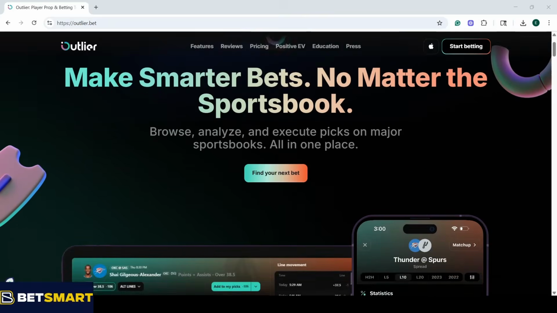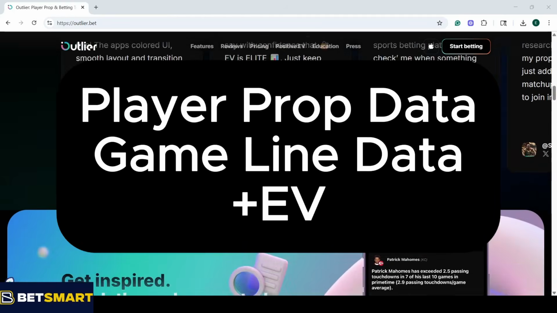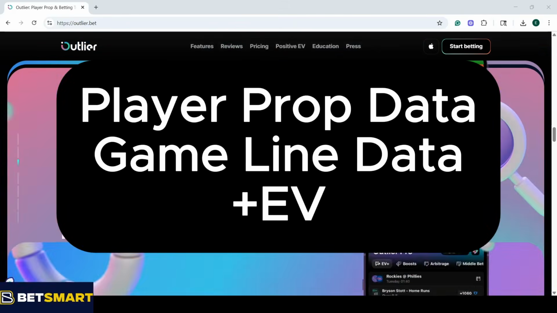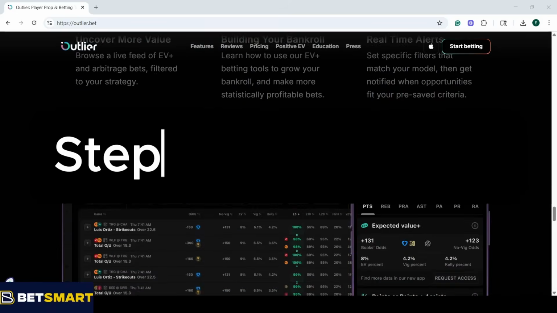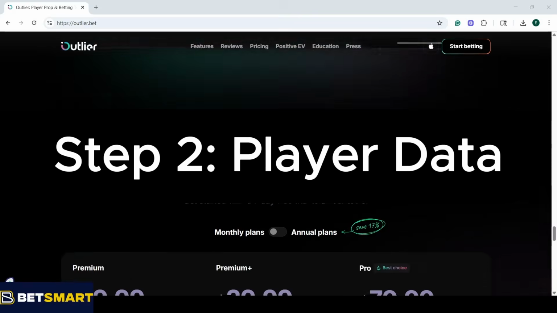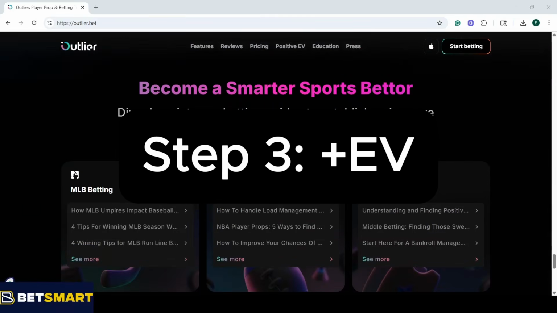Outlier has two core features that make touchdown betting easier: advanced player prop and game line research, as well as positive expected value functionality. Think of it as a pipeline. Step 1, find games with touchdown potential. Step 2, shortlist players by roles, usage, and injury opportunity. And step 3, confirm with a positive expected value market scanning filter.